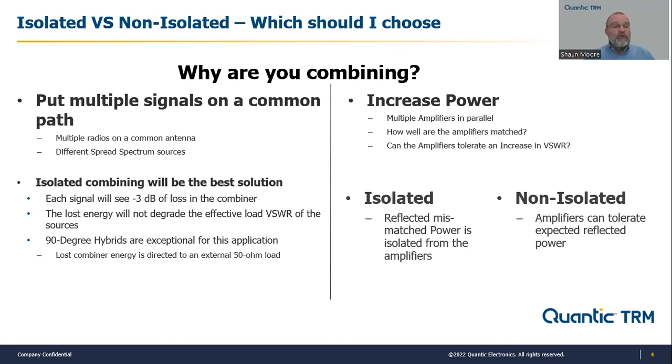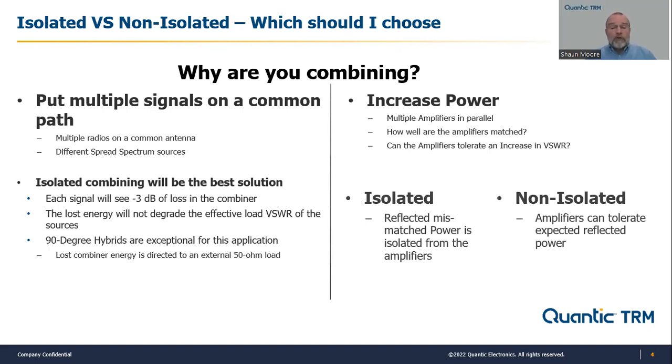Sometimes you have different sources, whether it be spread spectrum type sources or any other sorts of things, where you're taking different signals and putting them onto a single path. For that sort of scenario, an isolated combiner is probably the best solution. The downside, if you will, of having these sorts of signals coming in using an isolated combiner is that each signal will see 3 dB worth of loss, or half the power will be dissipated within the power combining circuit, due to the mismatch energy.